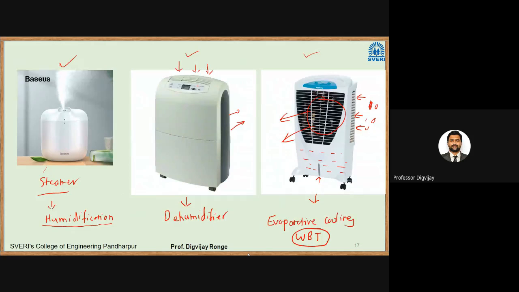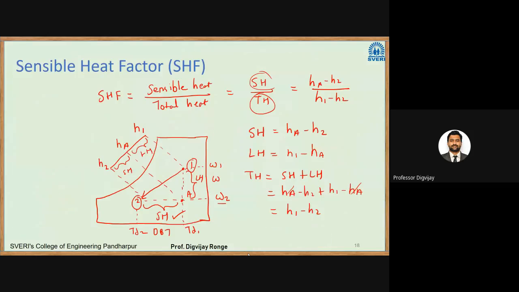Then these are the commercial products. The first one is the steamer, a classic example of humidification. You are adding moisture content, so that is humidification. The second is the dehumidifier. The third one is evaporative cooling, which is also very common to you. These are some of the commercial products for the psychrometric processes.